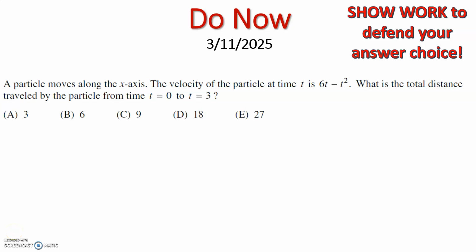All right, so here's today's do now. A particle moves along the x-axis. The velocity of the particle at time t is given as 6t minus t squared. What is the total distance traveled by the particle from 0 to 3?